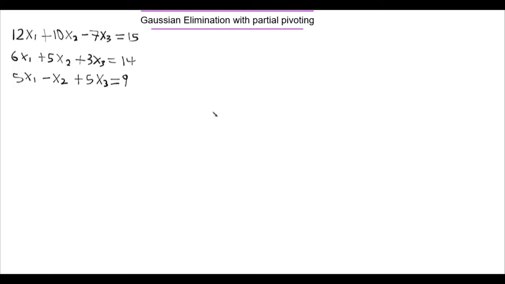Let's see an example of a 3x3 system of linear equations. Firstly, let's write our system in the form of matrices and then form the augmented matrix.